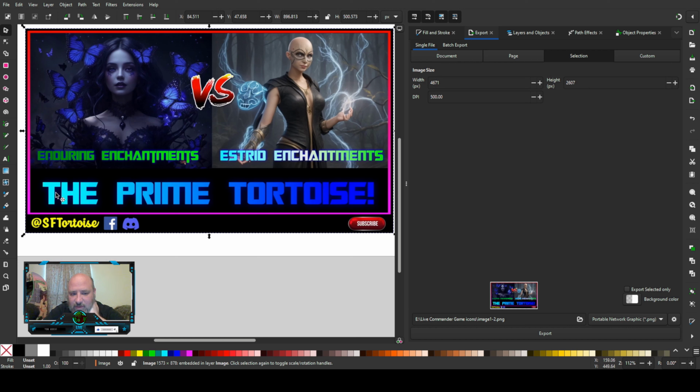This is using the extreme of the middle, left, and right here, but this is to draw attention to what the show is. And then enduring enchantments and Astrid enchantments are separated. Now when you look at this, you can see the full use of left and right usage of the thumbnail, how Tortoise looks at thumbnails.